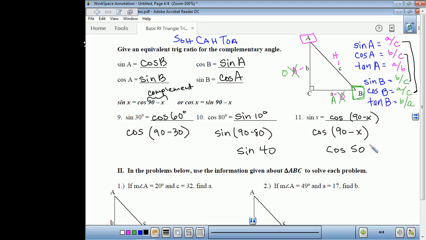Hey guys, any of you that have those awesome graphing calculators, what you have to do is put your calculator in degree mode. Yes. I got a decimal for each one.